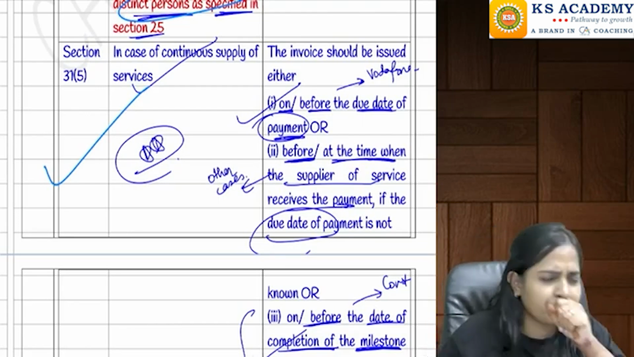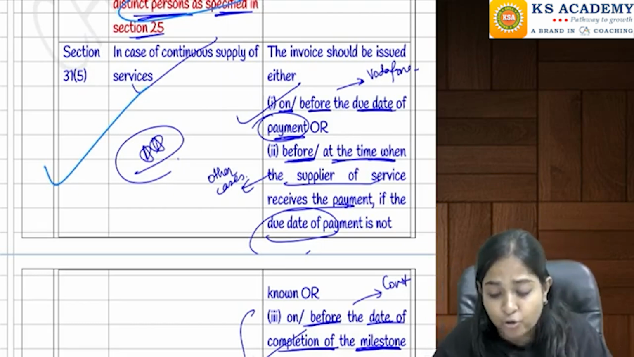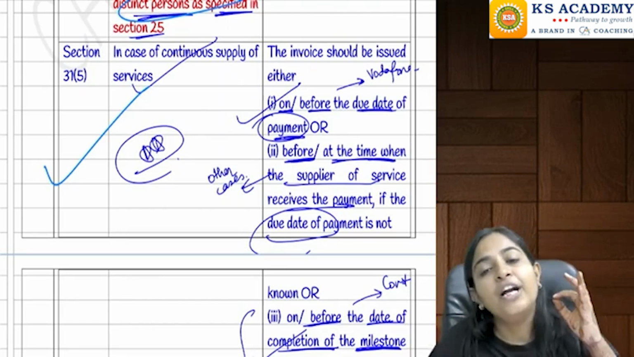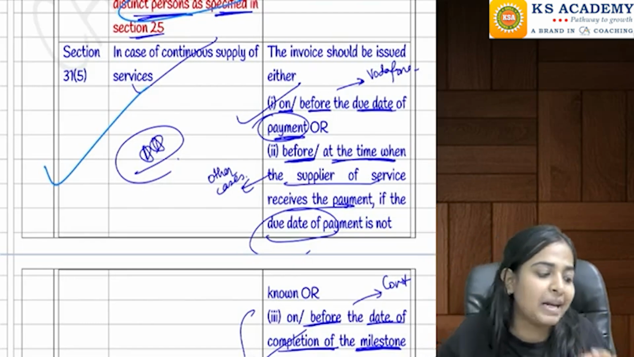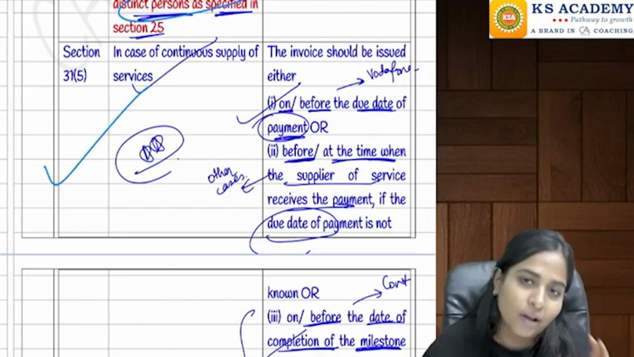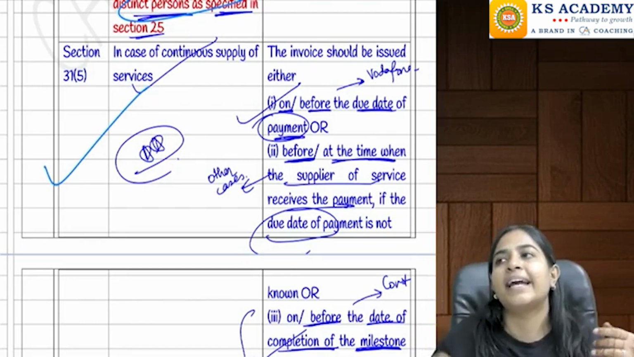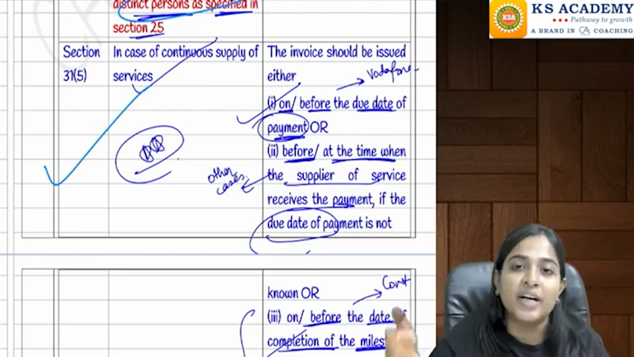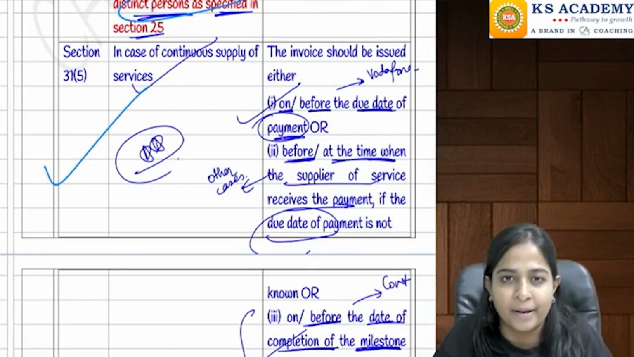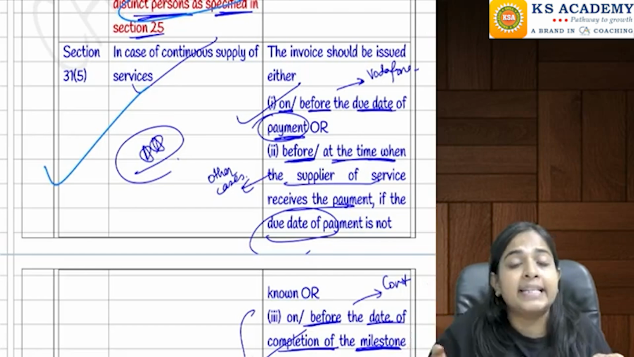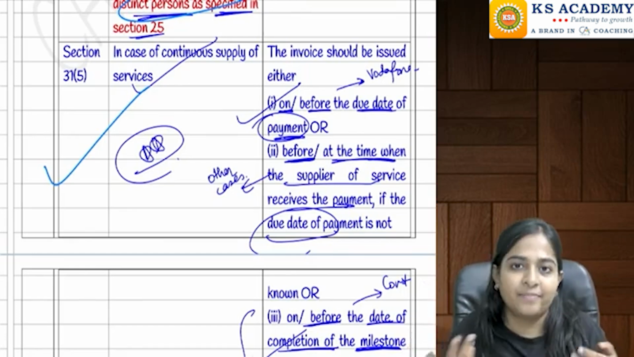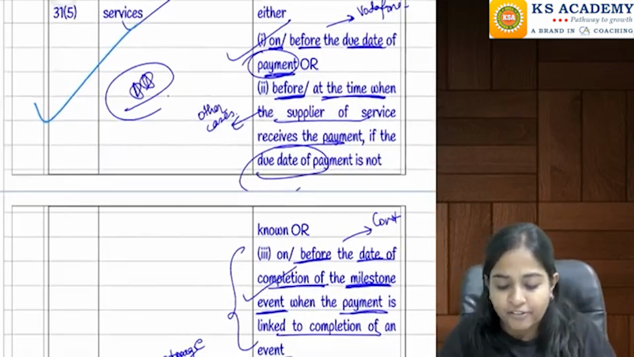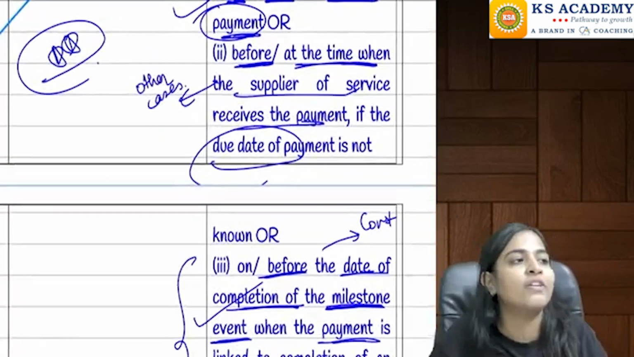The invoice should be issued on or before the due date of payment. Example, I have availed the services of Vodafone postpaid. Then there will be a particular due date that is fixed by Vodafone for payment of the mobile bill. Then in that case, whatever is the due date, on or before that day, at least I should receive the invoice, right? Okay, what if the due date is not known?